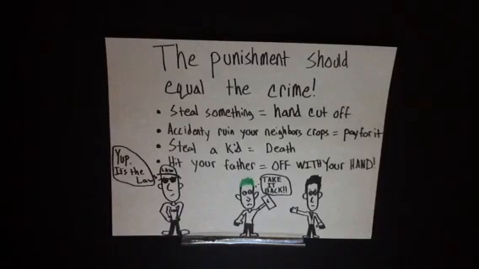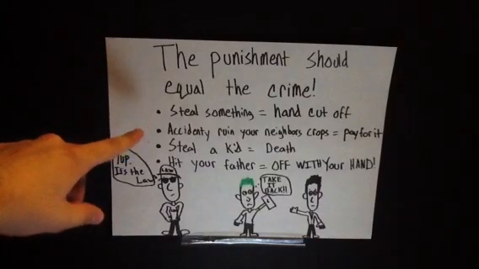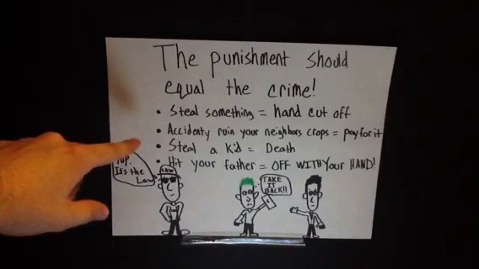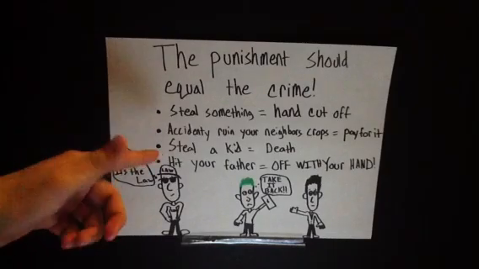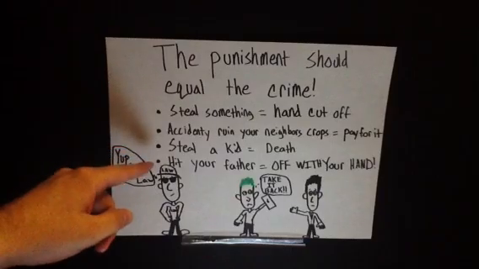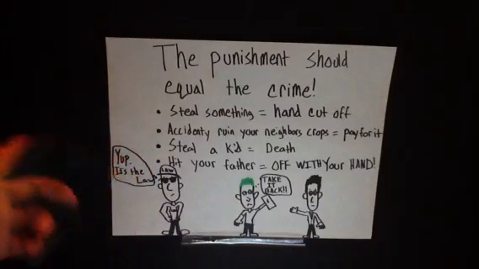And what we think is fair and what they thought was fair may not exactly align, but let's look at some of the punishments. Stealing, your hand gets cut off. Accidentally ruining your neighbor's crop, well then you have to pay for it. Kidnapping is punishable by death. And let's see, if someone hit their father, that would be another reason for them to lose their hand.